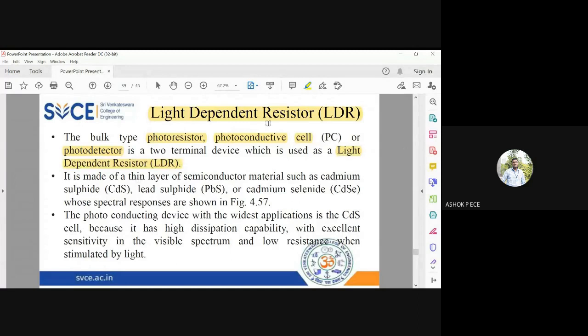As you know, the name indicates the resistance of this device depends on light. So how much light I focus on the device, that much resistance I will get. So I am going to use materials which are sensitive to light. You can see these devices are made up of materials like cadmium sulfide, CdS, lead sulfide, or cadmium selenide, whose spectral response is shown below.